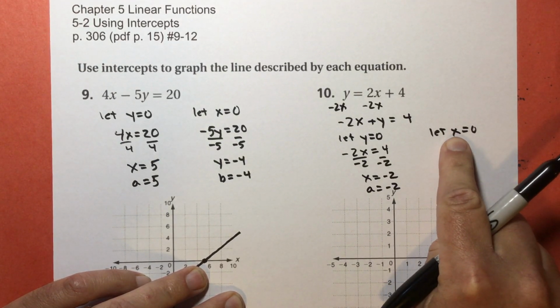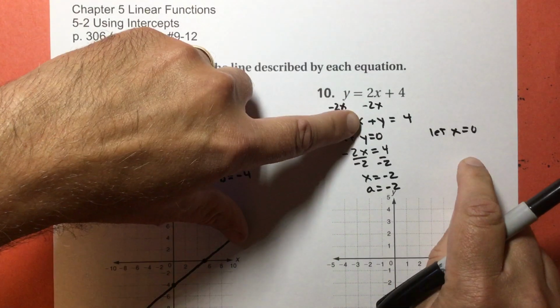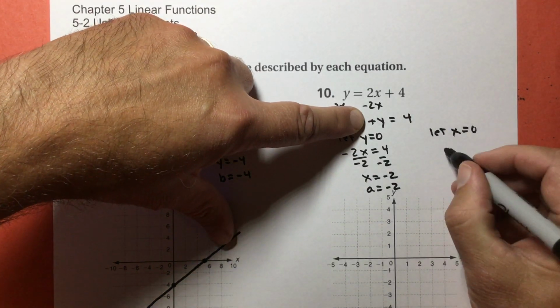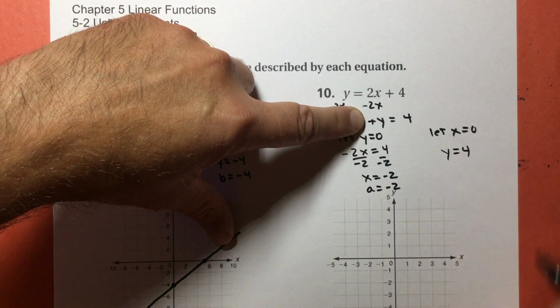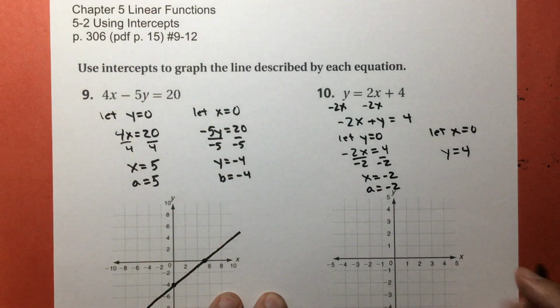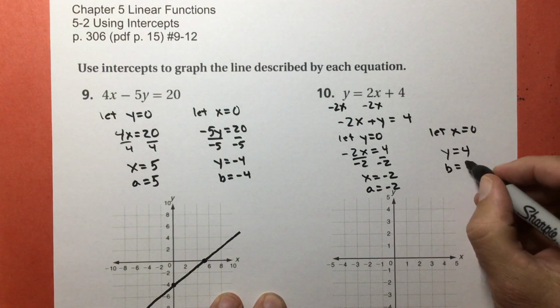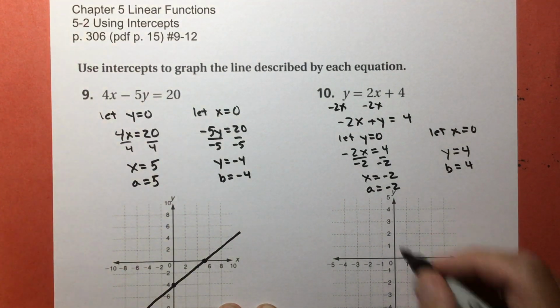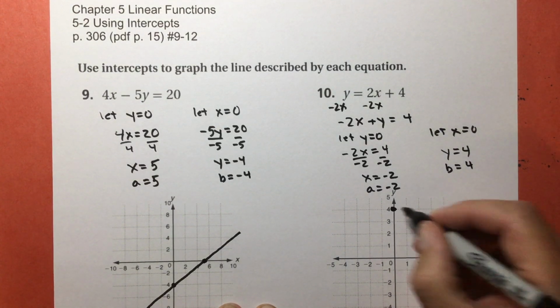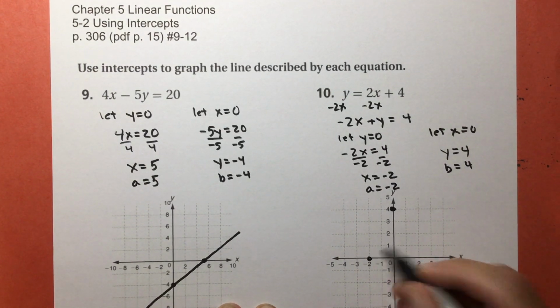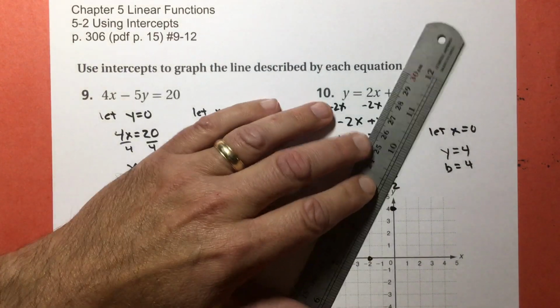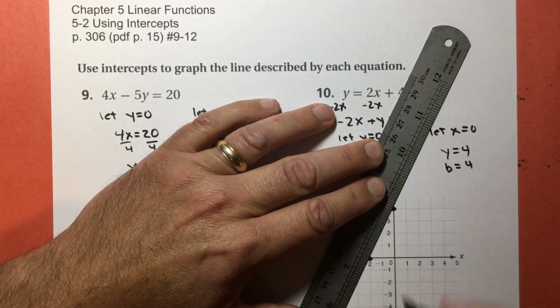When I let x equal 0, this is going to get covered up, and that's just y equals 4. I don't even have to do any work with that one. That's nice. Call it b, that's the name of the y-intercept. So here's my y-intercept, here's my x-intercept, and my graph is going to look like this.